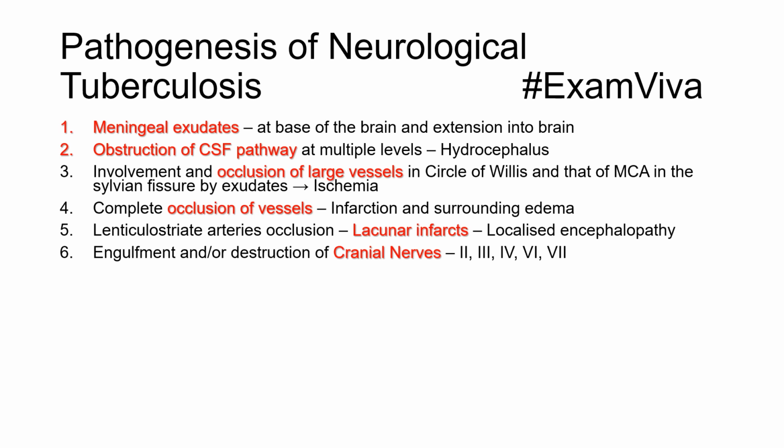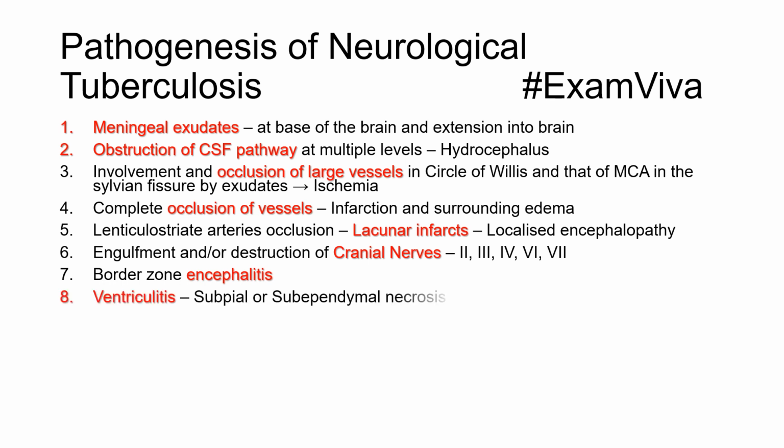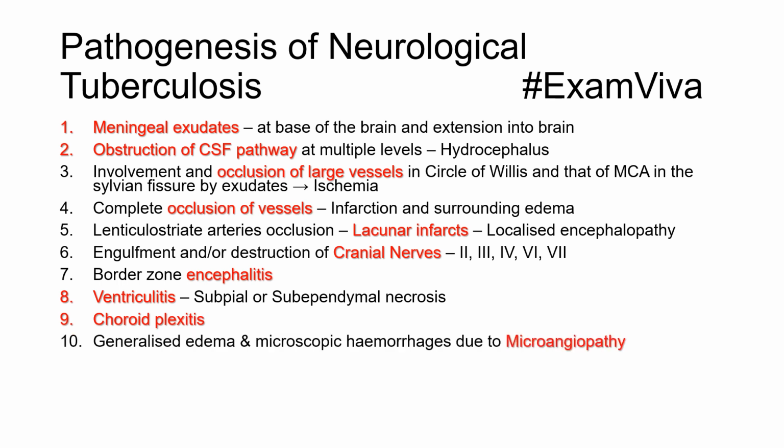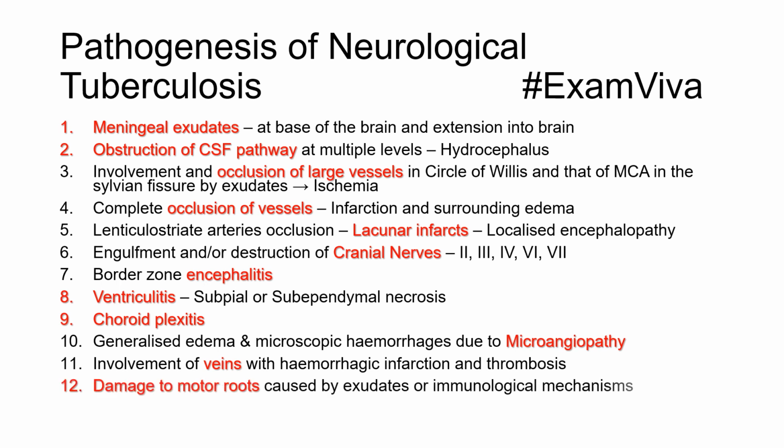Engulfment and or destruction of cranial nerves, mainly 2, 3, 4, 6 and 7. Border zone encephalitis. Ventriculitis, mainly subpial or subependymal necrosis. Choroid plexitis, that is inflammation of the choroid plexus. Generalized edema and microscopic hemorrhages due to microangiopathy. Involvement of veins with hemorrhagic infarctions and thrombosis, and damage to motor roots caused by exudates or immunological mechanisms.